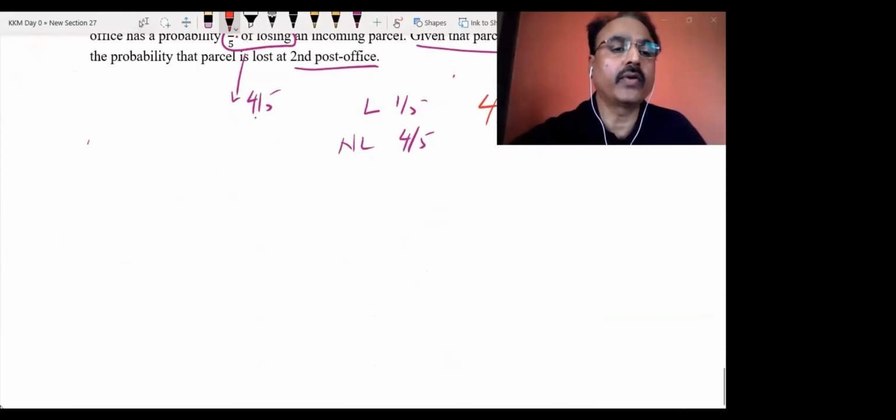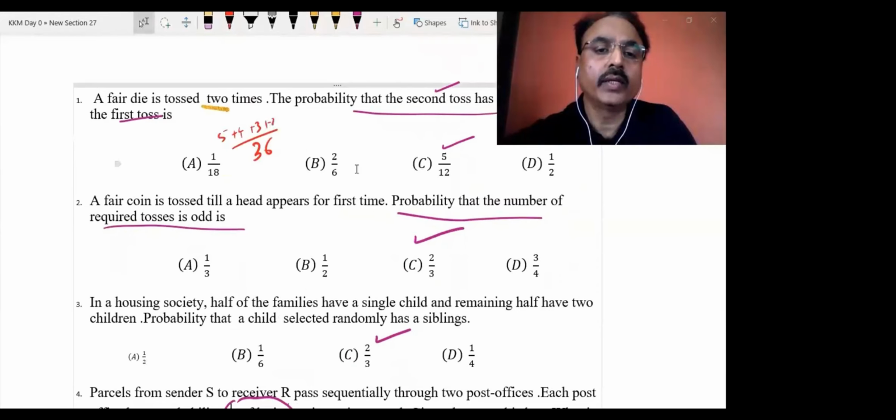Quickly we shall see the 4 questions, how we did it. A fair dice tossed 2 times. Second toss is higher than first toss. What we did? 5 times plus 4 times, total is 36, because 2 dice you are tossing. In that 5 plus 4 plus 3 plus 2 plus 1, which was 15 by 36, and it became 5 by 12. If you practice this, you can have that idea of 5, 4, 3, 2, 1, 15 by 36.